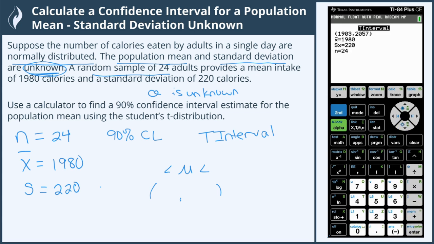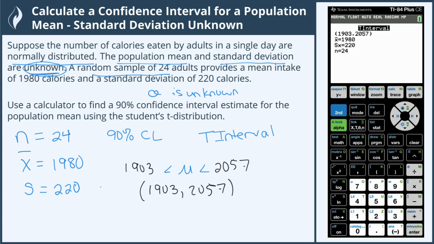On the low end, I'm going to give myself a little bit more space here for my interval. On the low end, we have 1,903, and on the higher end, 2,057. Now this is in inequality form. Interval notation is what's given from our calculator, 1903 to 2057.